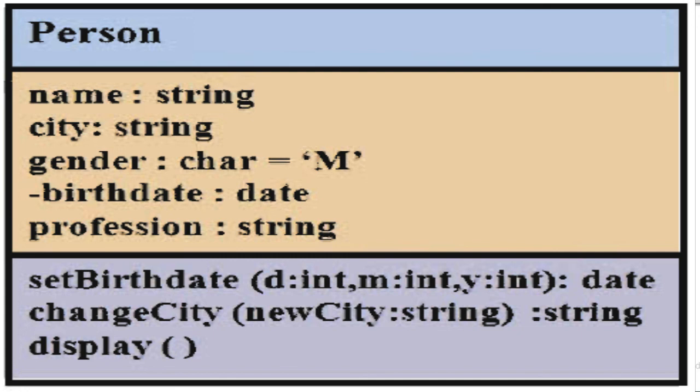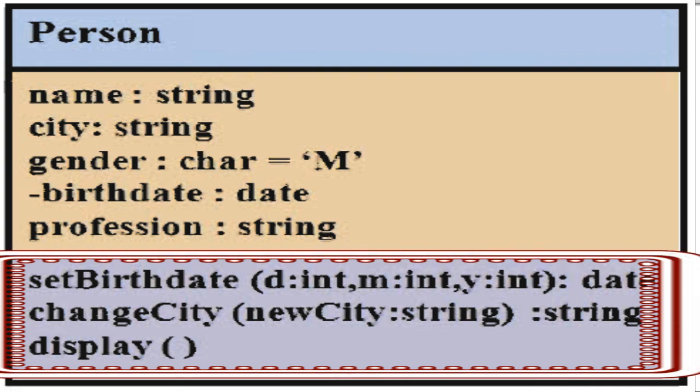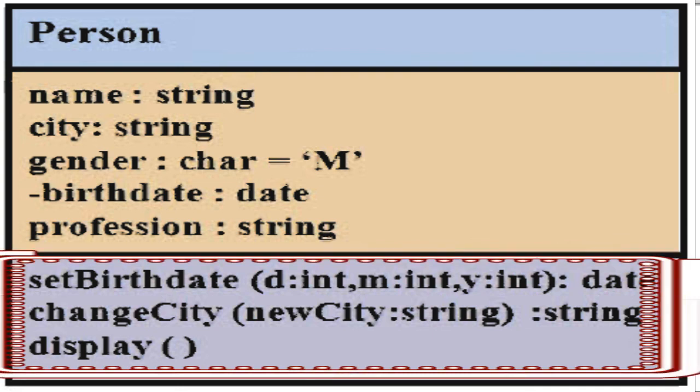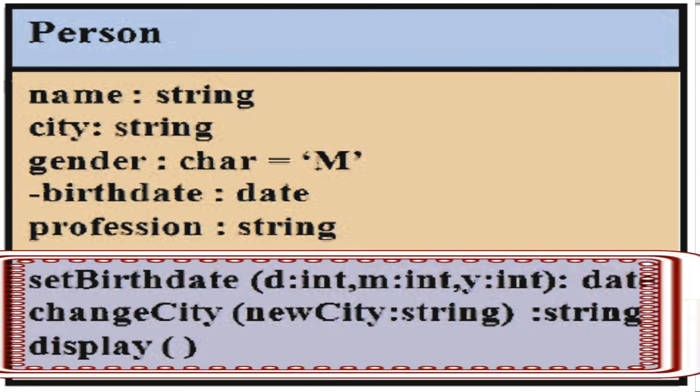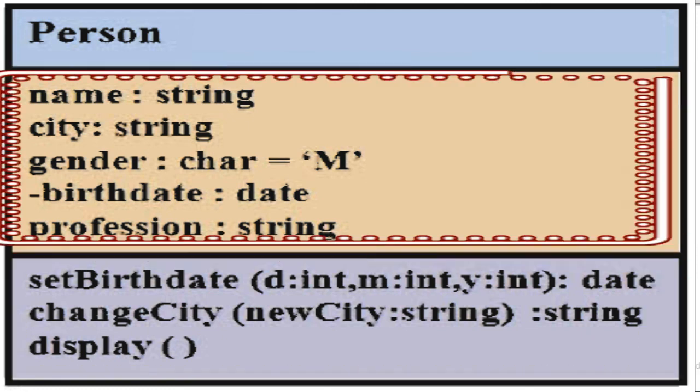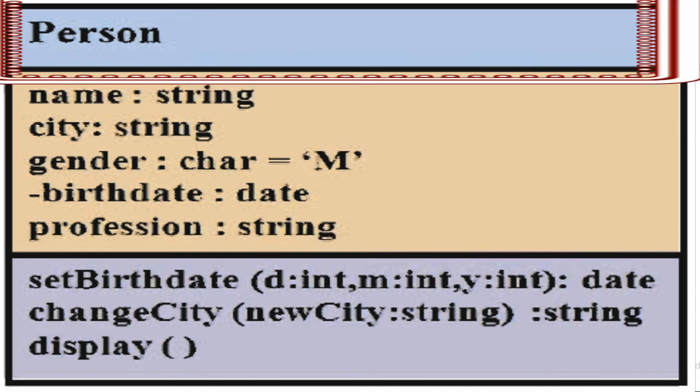So this is the center part, that is visibility attribute. And the last one is visibility operation. What can be done on this person class? We can set date of birth, and change city. We can assign a new city or the actual city when we create this object. And then display is to show this in the output of that software or program. These are methods, these are attributes in the center, and this is the name of the class.